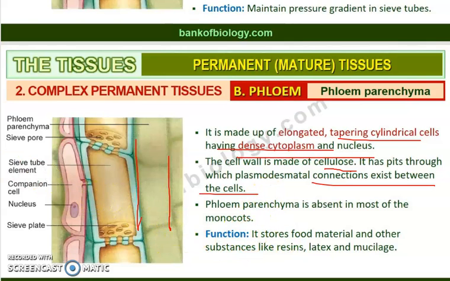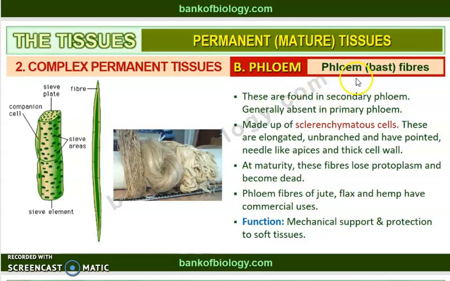Now let us move on to the next part. Now let us see about the phloem or the bast fibers. What is it? Bast fibers. Okay, so these are made up of sclerenchymatous cells and they are generally absent in the primary phloem but are found in the secondary phloem. Right? So these are present in the secondary phloem but they are generally absent in the primary phloem.